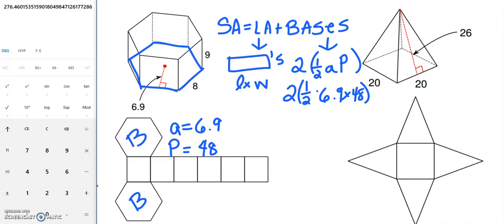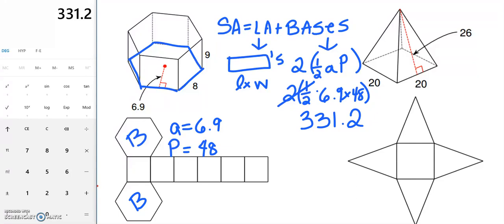And I'm going to multiply all of that together. 2 times 1/2, that cancels. 6.9 times 48, I'm going to do that in my calculator. 6.9 times 48, I get 331.2, just as the area of my two bases added together.